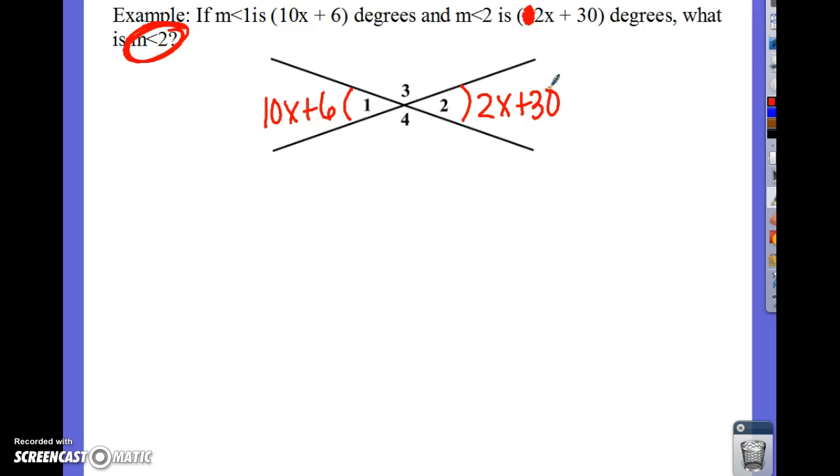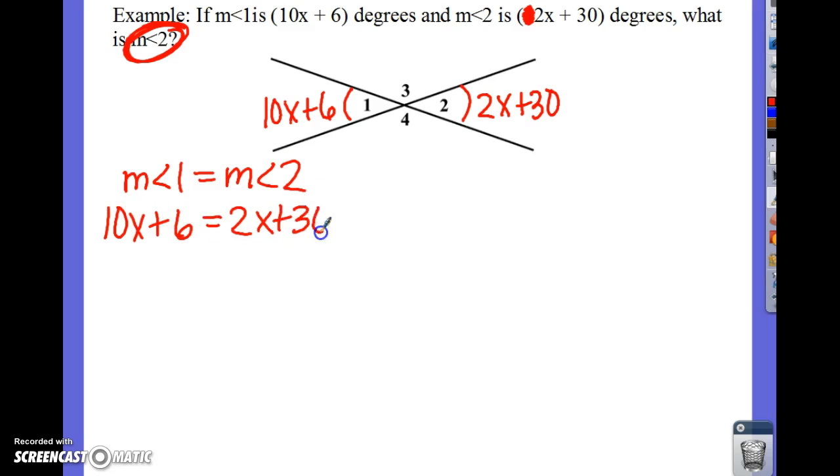Guys, these are vertical angles. We just talked about them. Vertical angles have equal measures. I know that the measure of angle 1 is equal to the measure of angle 2. Well, that tells me that 10x plus 6 is equal to 2x plus 30. And now I have a normal equation that we've been solving since the beginning of the year. Remember, my goal is to get the x's on one side and the numbers on the other.